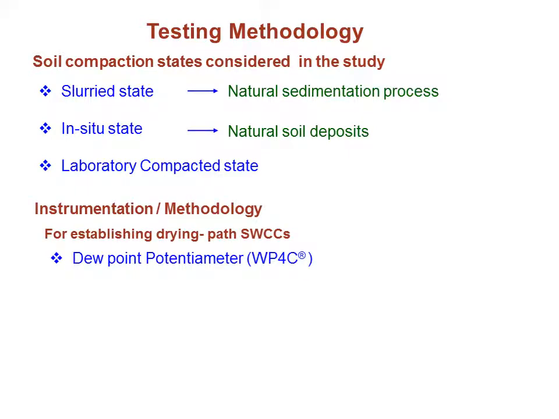For establishing the drying path SWCCs, a dew point potentiometer was used. This instrument works on the principle of chilled mirror technique, and it measures suction indirectly based on the measurement of water activity, which can be converted to suction by using Kelvin's equation. The water content was measured by weight measurements during different stages of the drying.